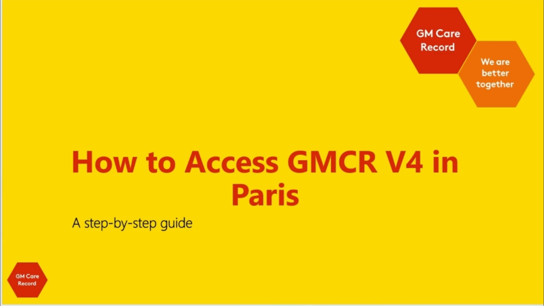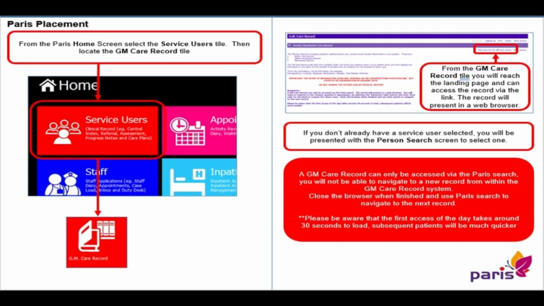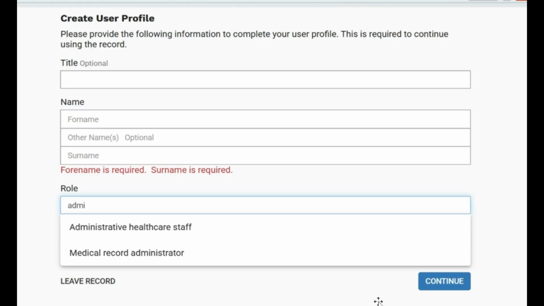Let's get started. From the Paris home screen, select the Service User tile, then click the GMCare Record tile. The GMCR will open in a web browser. On your first login, you will be asked to complete the role profile screen by entering your name and role. In the role field, type the first few letters of your role and select it from the list. If your exact role isn't available, please choose the closest match from the options. If you experience any difficulties navigating this screen, try using your keyboard arrow keys and the return key.